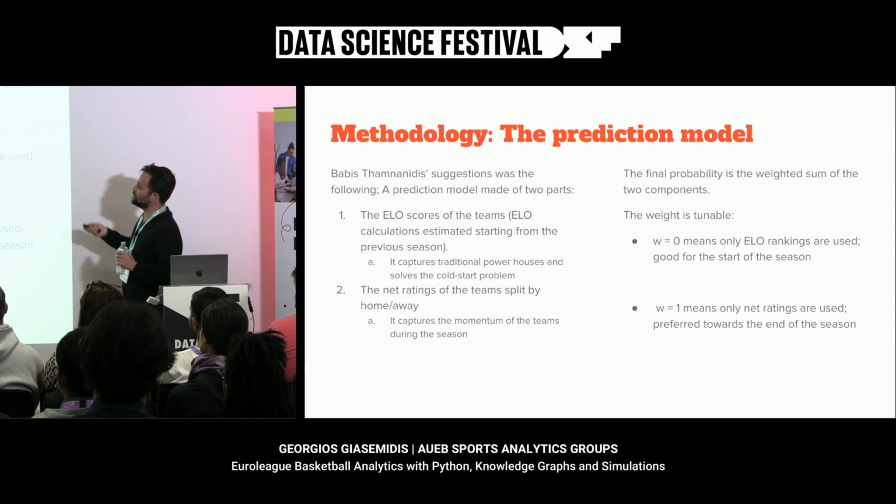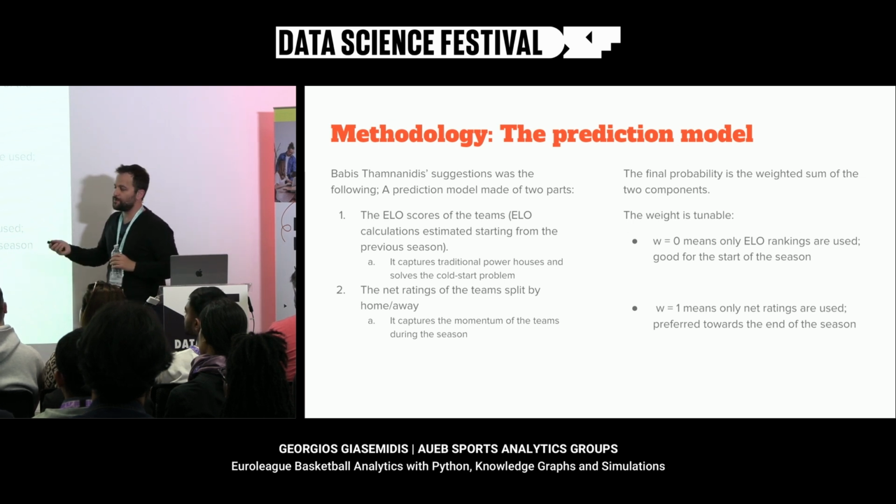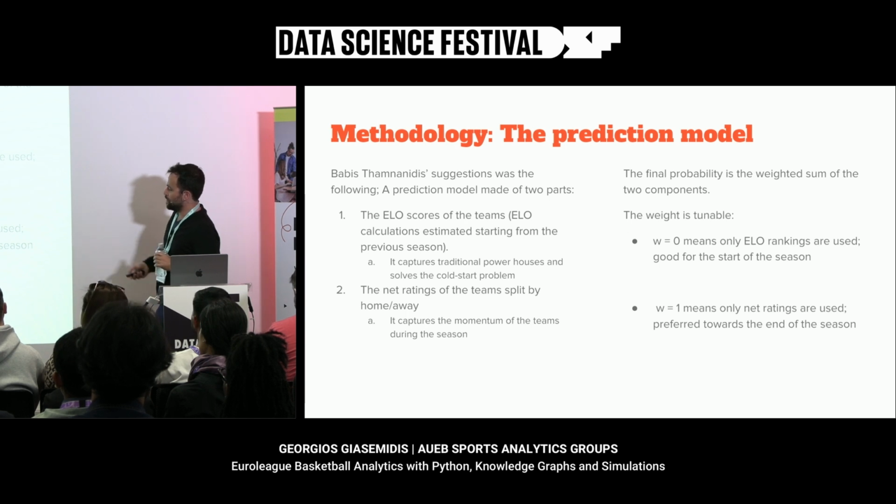And the prediction model is a weighted sum of these two. If you know about ELO score, this naturally converts into probability. You can easily convert that into probability. So we take a weighted sum of these two scores, and you can tune the weight as well.